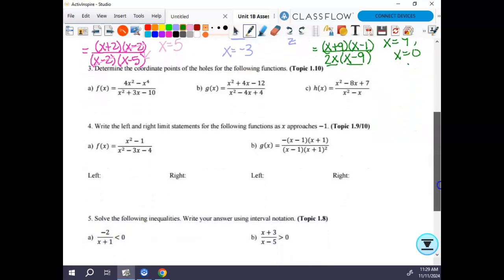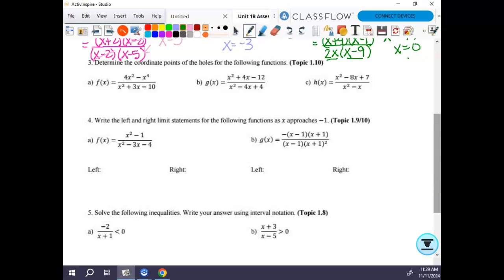All right, so now it asks for coordinate points for the holes. Coordinate points meaning like an x, y type of situation here. So we're going to start out by factoring. In the numerator, I can factor out an x squared. That leaves me with 4 minus x squared. In the denominator, it's going to give me x plus 5 times x minus 2.